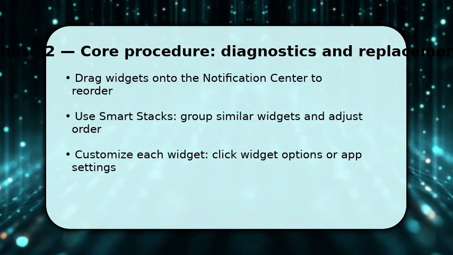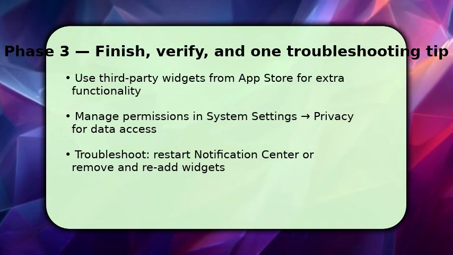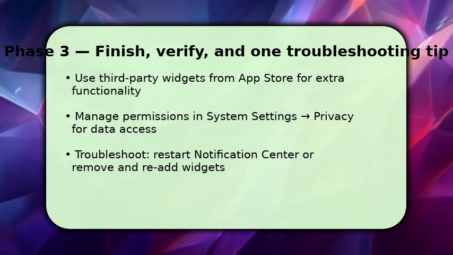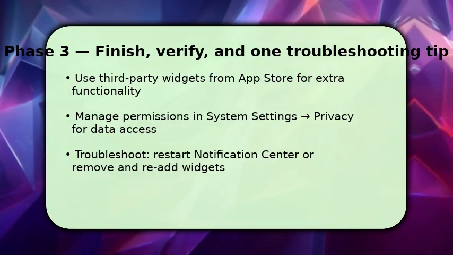Finally, refine and troubleshoot to complete setup. Install third-party widgets from the App Store for extra features, and then check System Settings, right arrow, Privacy to grant necessary permissions. Once done, test real-time updates.